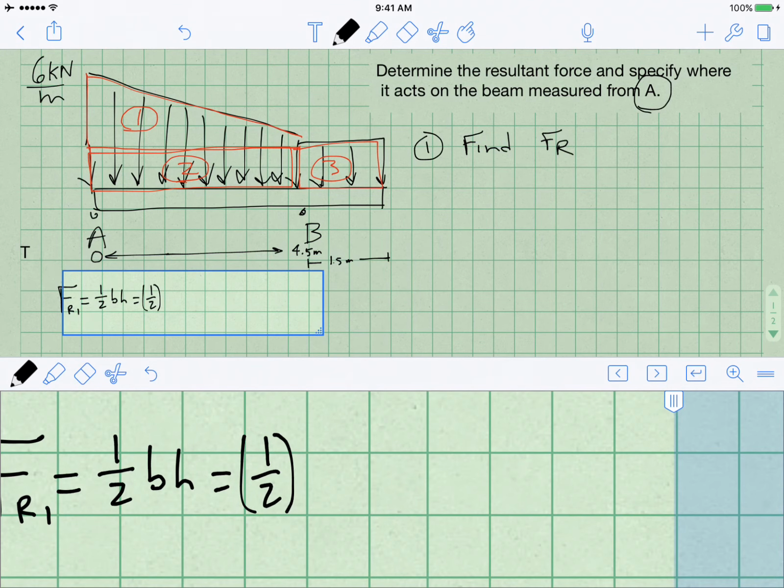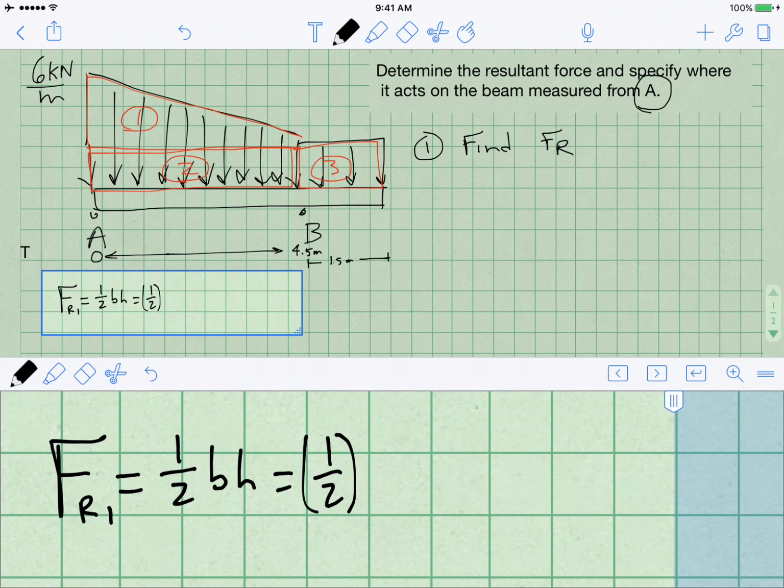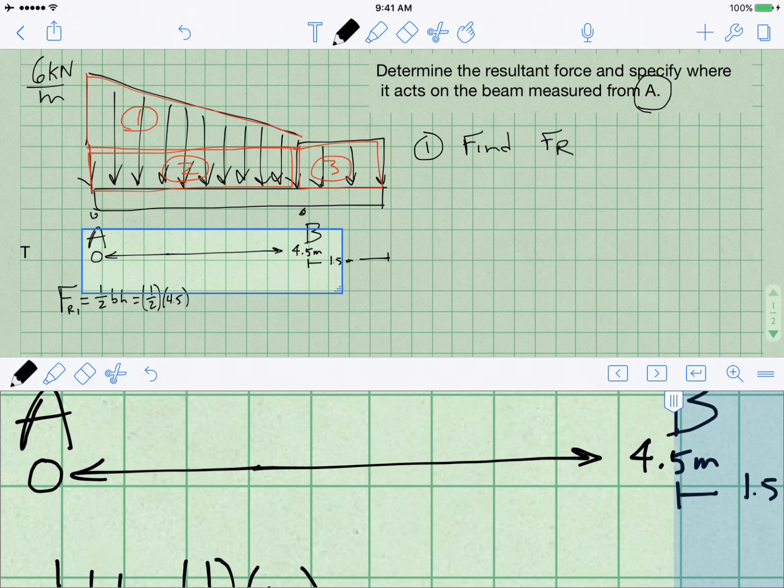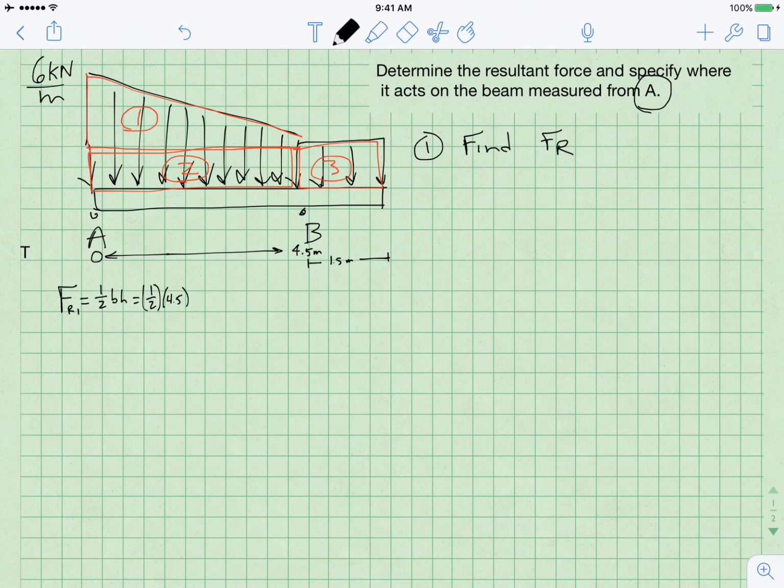All right, so we have dimensions now. Half the base is 4.5 meters. And then what is the height? If you look back in the problem statement, we see 6 kilonewtons per meter up here. I'm going to highlight that. But that's the total height, and we notice that this triangle begins at a different height, and looks to me like it begins at 3 kilonewtons per meter, which is the value over here. If that value over there is 3 kilonewtons per meter, so is this.